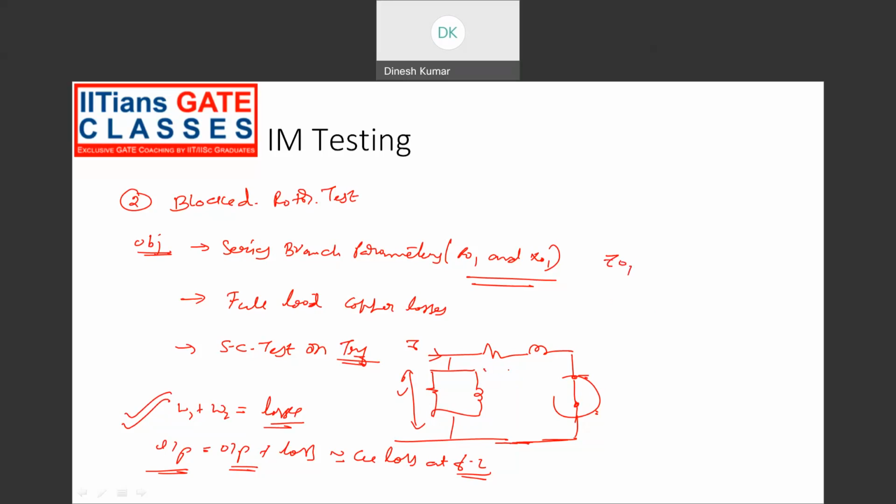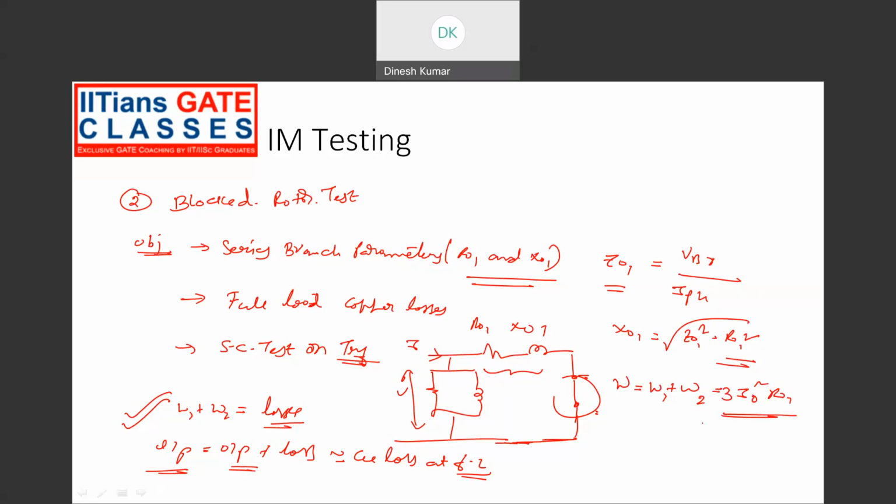So this one, R01 plus jX01, equivalent to Z01, can be given as the blocked rotor voltage by the phase current. Once we get Z01, we can find X01 using the square root of Z01 squared minus R01 squared. And how to find R01? R01 represents the copper losses at full load. So we write W1 plus W2 equals 3 I_R squared R01. We know the value of the current, so then we can calculate R01. Once we get R01 and we know Z01, we can find X01.